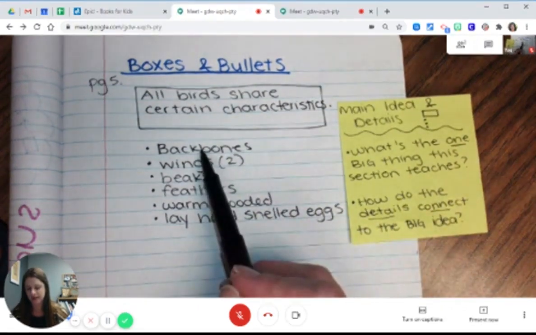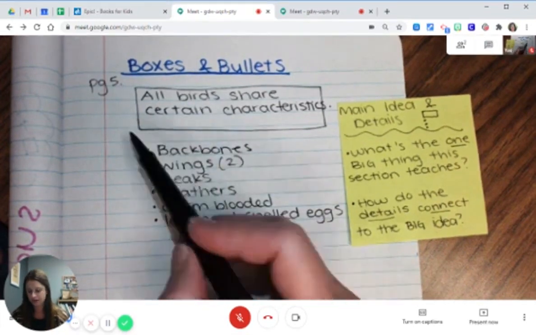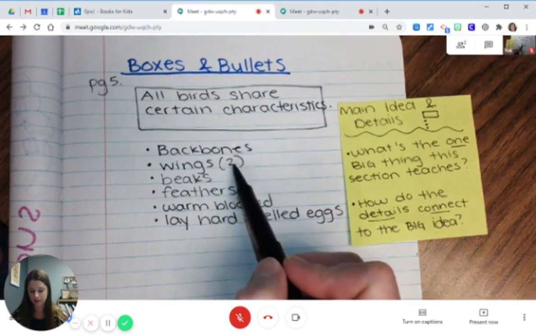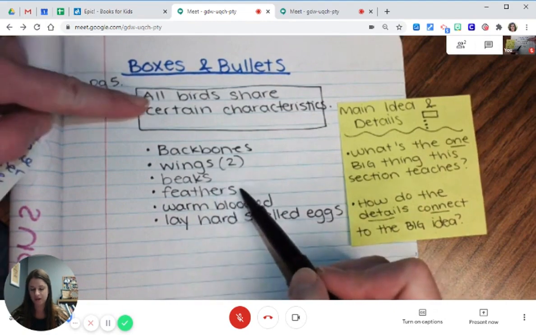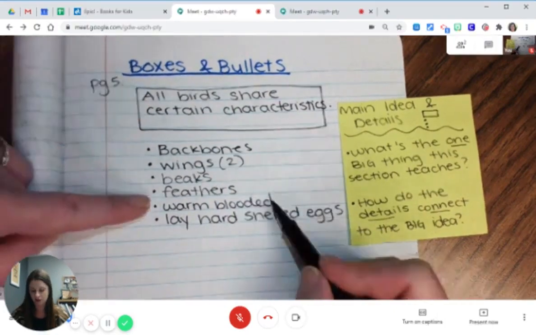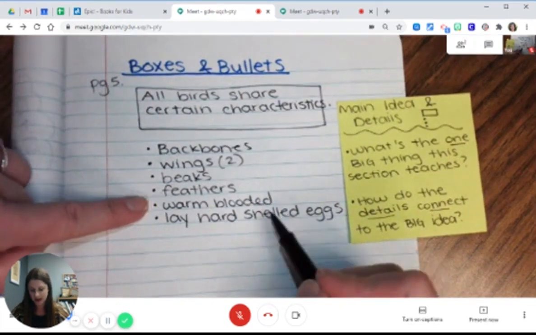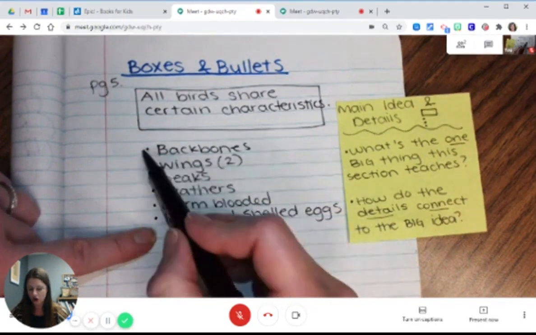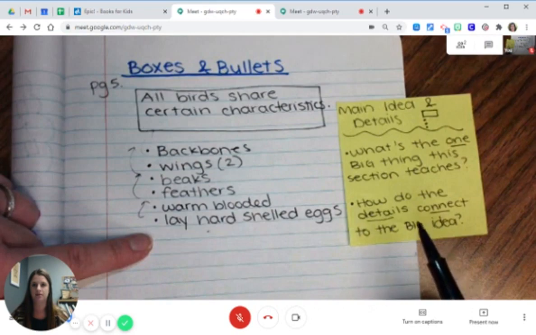So backbones, is that a trait that all birds share? Check. Wings, having 2 wings, is that a trait that all birds share? Yep. Do all birds have beaks? Yep. Do all birds have feathers? Yep, that too. Are all birds warm-blooded? Mm-hmm. And do all birds lay hard-shelled eggs? Yes. So these are all of the details that connect back to that big idea.